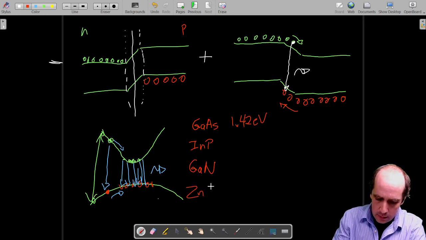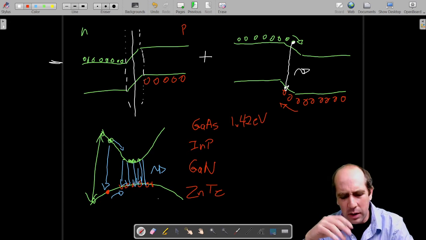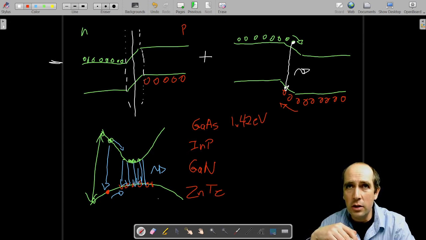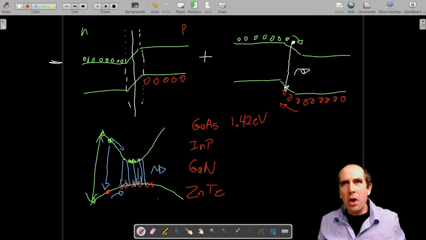Zinc telluride, which in principle can be used to emit green. Green is a particularly complicated region, and so on. So by picking the correct semiconductors, we can have maybe not any color, but a good collection of colors.